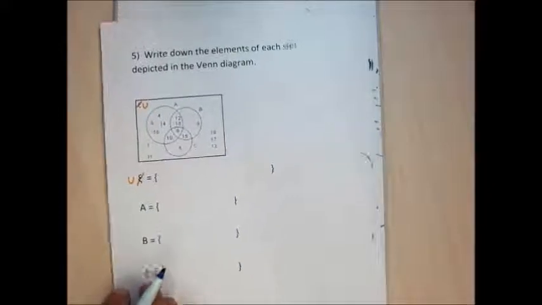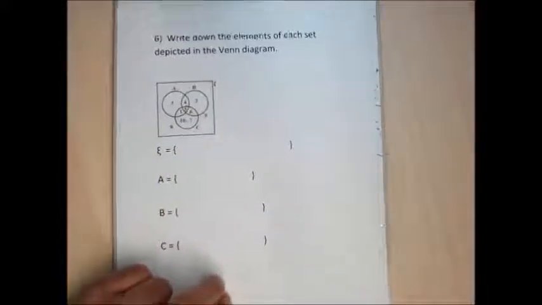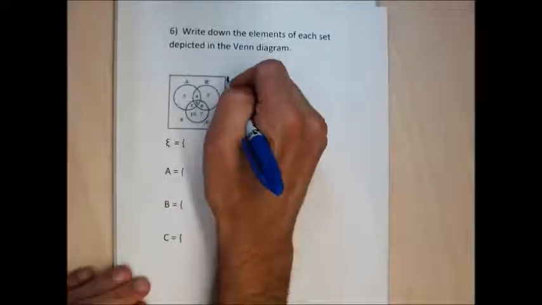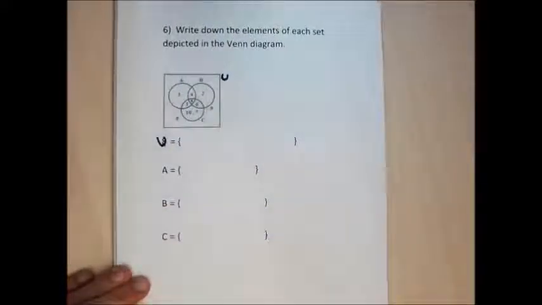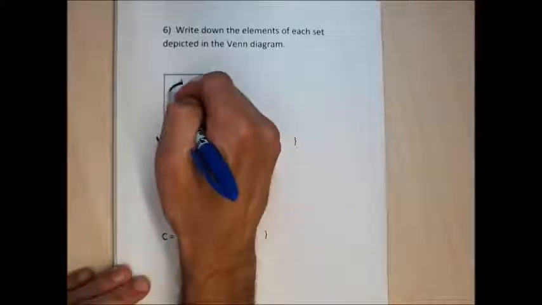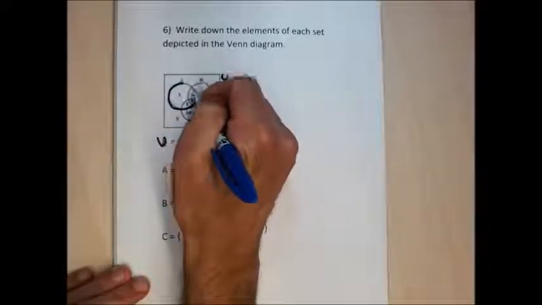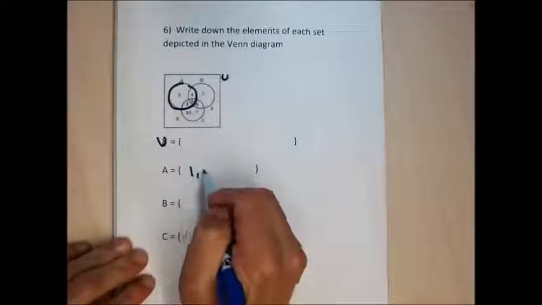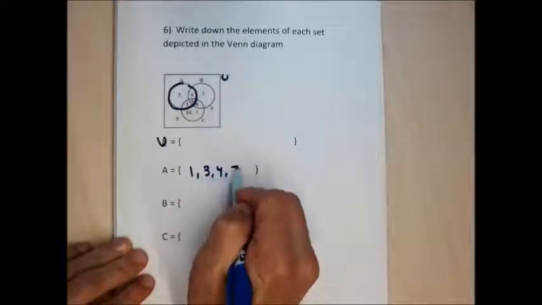I'll do number 6. You can fast forward and not watch me do number 6 if you don't want to. Again, I'm going to change this Z to a U just to be consistent with myself. So first I'm going to find the elements of set A. I look at the A circle. There's 4 numbers in it: 1, 3, 4, and 5 inside the A circle. So set A represents 1, 3, 4, and 5.